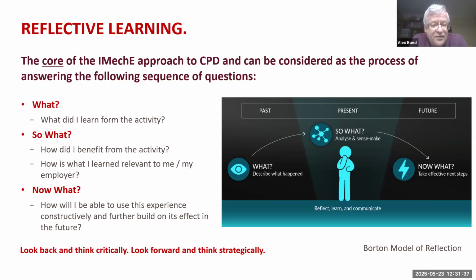What did I learn from the activity? So you're looking back at the past. What did you learn? So what? So that's looking at now. How is it relevant to me? And then you're looking forward to the future. How will I be able to use this? How do I build on what I've learned? And what do I have to do next? Is there some further study that I need to do?